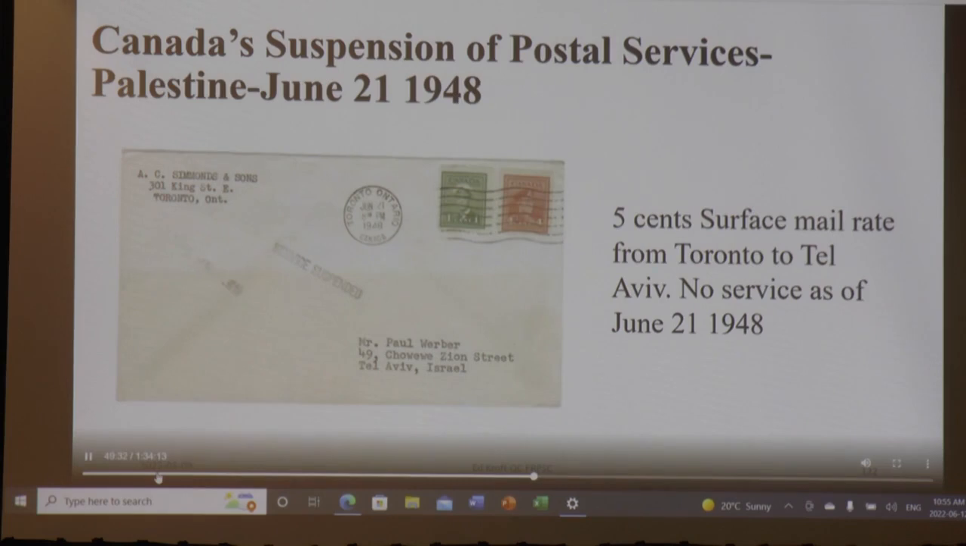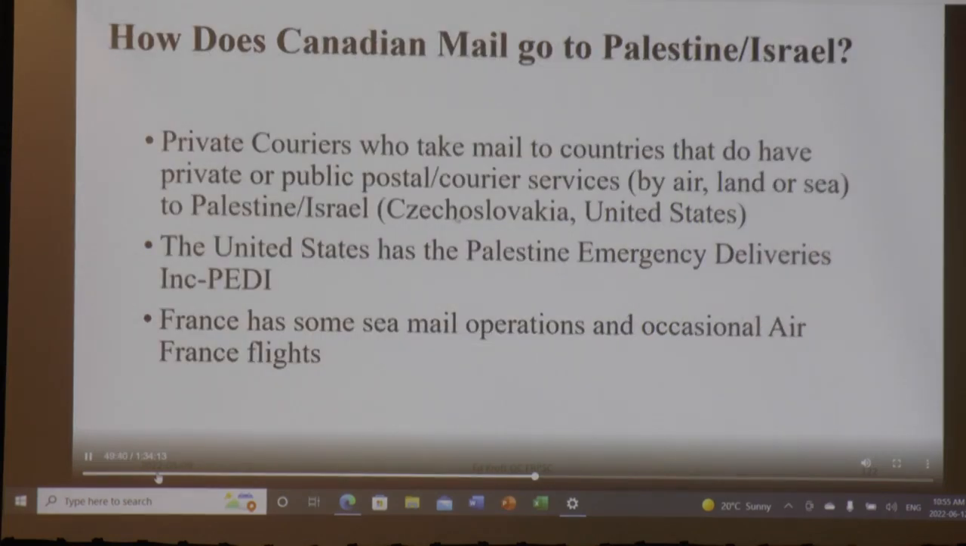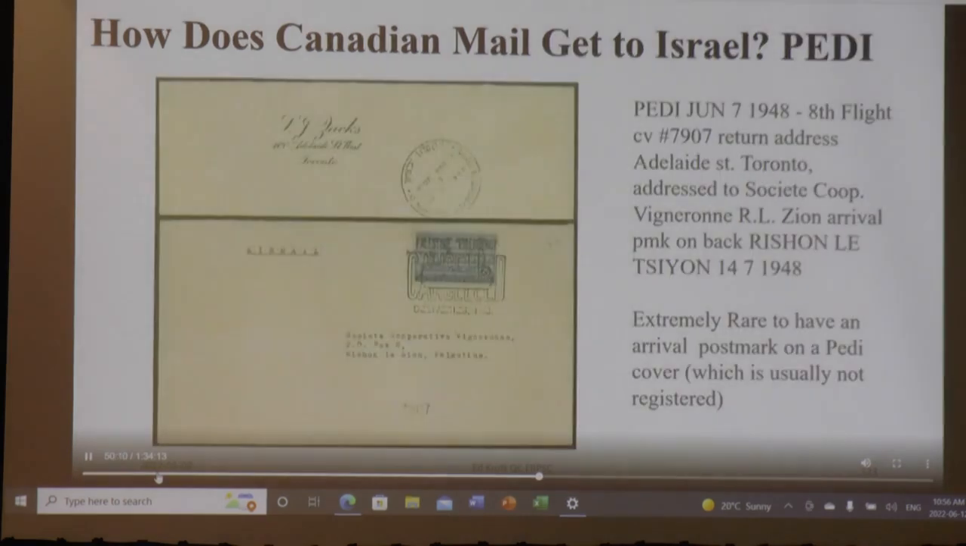So here's mail that was sent out of Toronto to Tel Aviv. 5-cent surface mail, service suspended, even though the postage is right. How did mail then go from Canada to Palestine and Israel? Well, private couriers sometimes took mail from Canada if they traveled on Czechoslovakian Airlines, if they traveled on any U.S. airlines. Air France had some limited services that started going to Israel at the time, and mail traveled on Air France. But the United States had the Palestine Emergency Delivery Service until June the 26th.